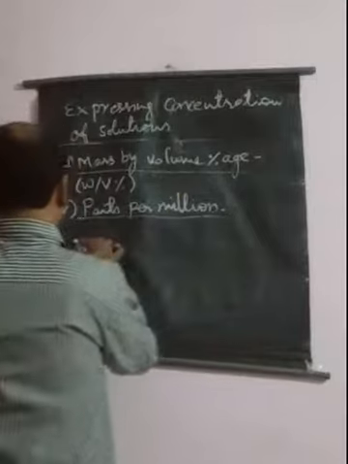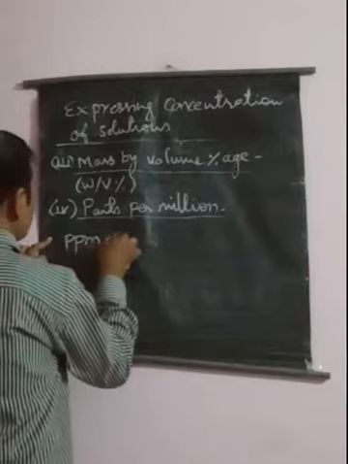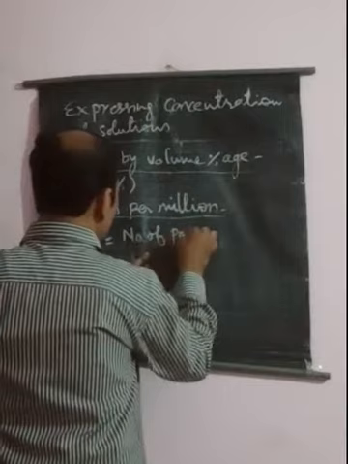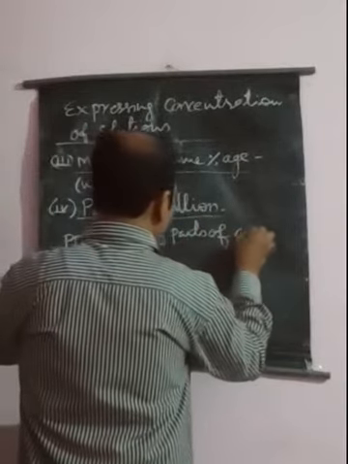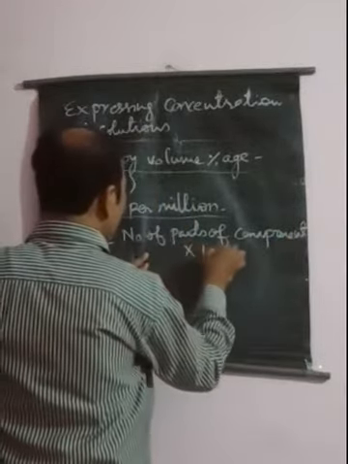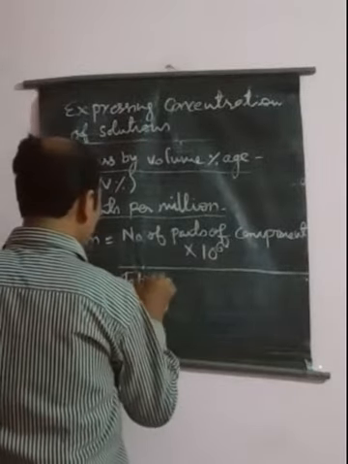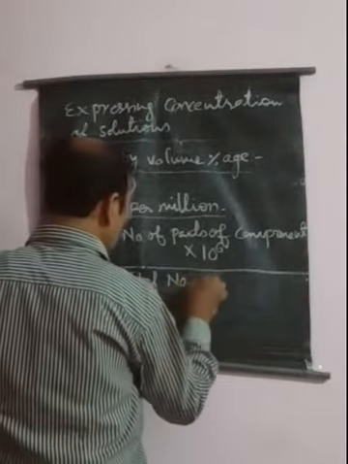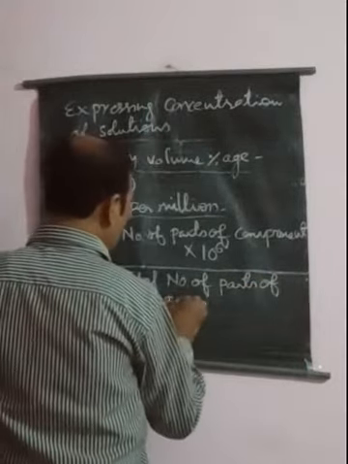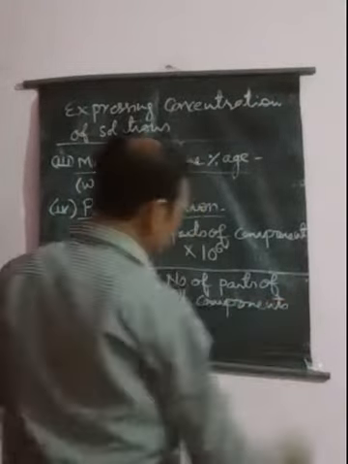We will write here the formula. The formula will be ppm, parts per million, is equal to number of parts of component multiplied with 10 to the power 6 and divided by total number of parts of all components. So this is the formula.